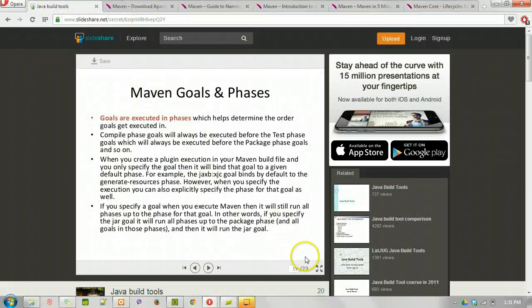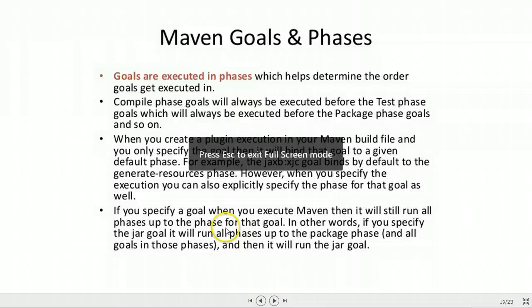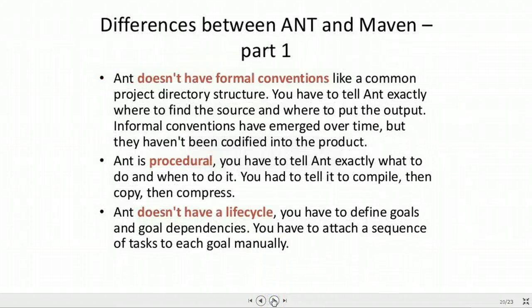Let's come back to this and see what the differences are between Maven and Ant. Okay, so Ant doesn't have any formal conventions like a common project directory structure like source main Java or source test Java. It doesn't have that. Okay, Ant is procedural, so you have to tell Ant what to do, because you have to mention this target depends on this, and that's how Ant knows, okay, I have to run this before I run this target. Okay, so Ant also doesn't have a life cycle, so you have to define your goals and goal dependencies, your targets.